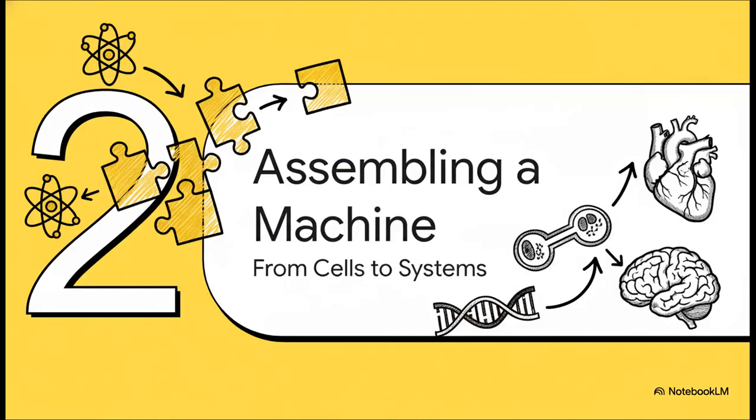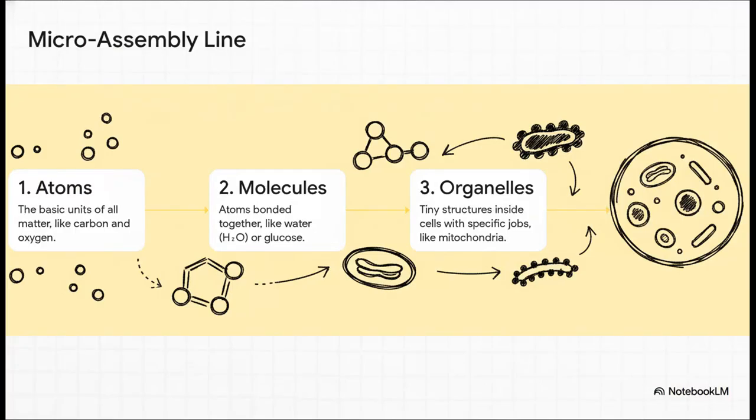Okay, so we've got our raw materials. Now the real fun begins. How do these individual atoms actually come together to assemble a working, living machine? Well, it happens on a kind of micro-assembly line. First, our bioelements, those atoms, they bond together to form molecules, like water or proteins. Then, these molecules get put together to form organelles. You can think of them as tiny organs for the cell. Each one has a specific job, like the mitochondria, which are the power plants. And finally, all those organelles working together, they form the cell, which is the basic unit of all life.